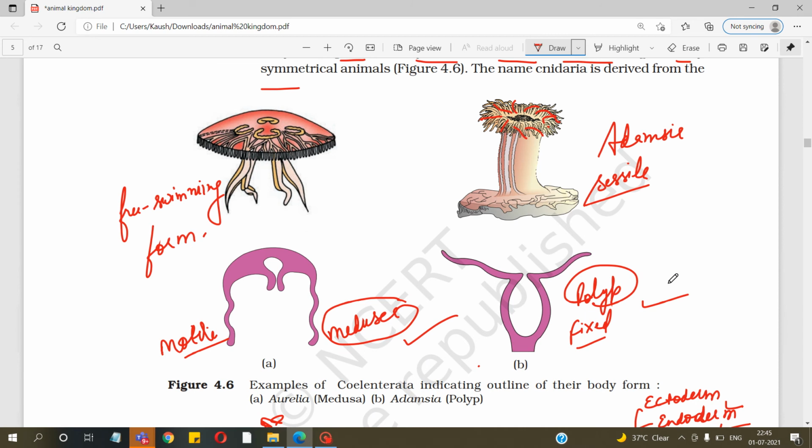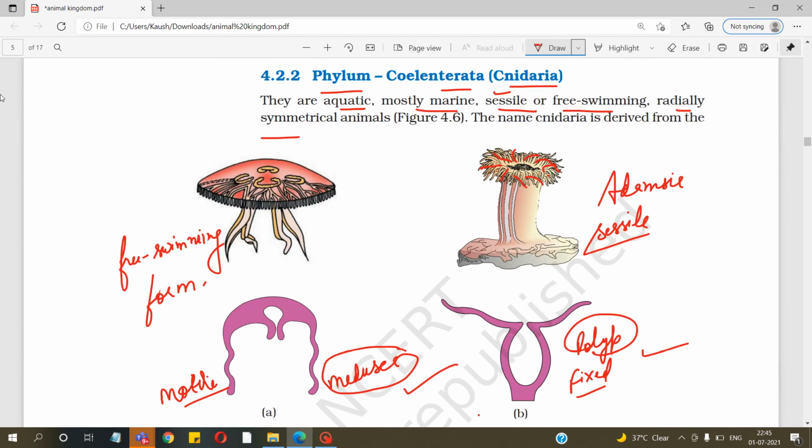In our next upcoming video, we will do this topic from NEET point of view. Okay? We will do classes and we will do some more examples and we will go into a little more detail of the topic Coelentrata. So stay tuned and watch the second video lecture, that is for NEET. Okay, this is the NCERT based lecture and next is the NEET based lecture. So watch both lectures for better understanding.